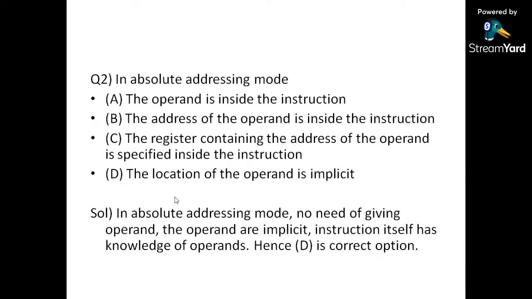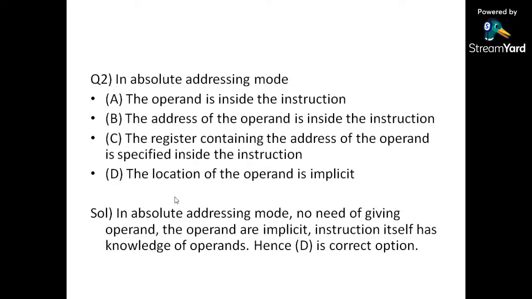What is the question asked here? In the absolute addressing mode, the operand is inside the instruction, first option. The address of operand is inside the instruction. The register containing the address of the operand is specified inside the instruction, and the location of operand is implicit.